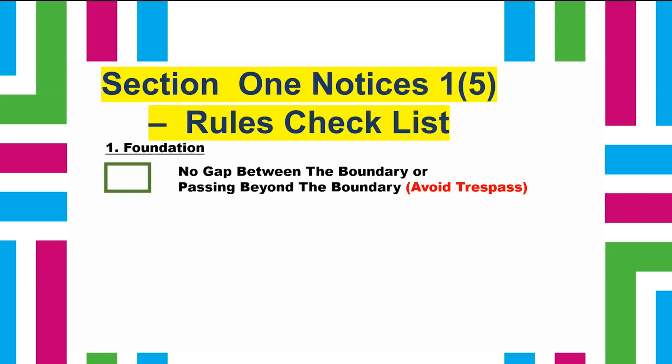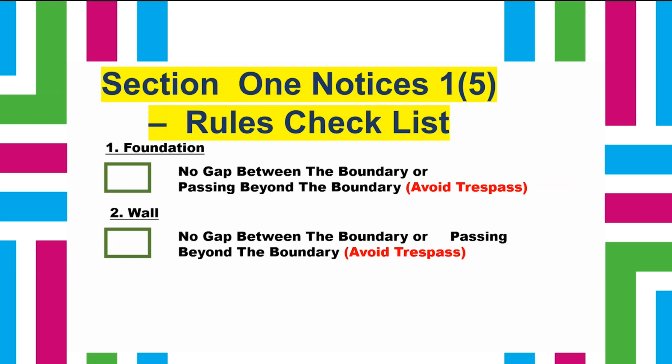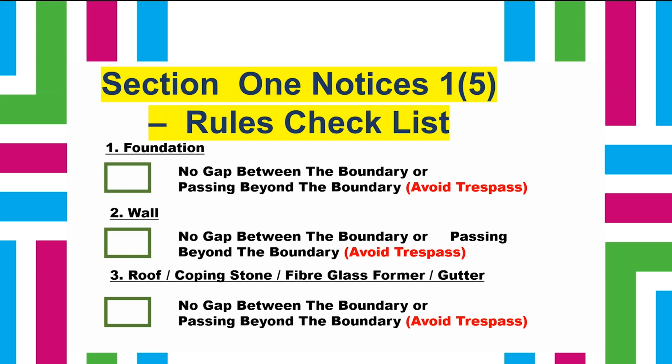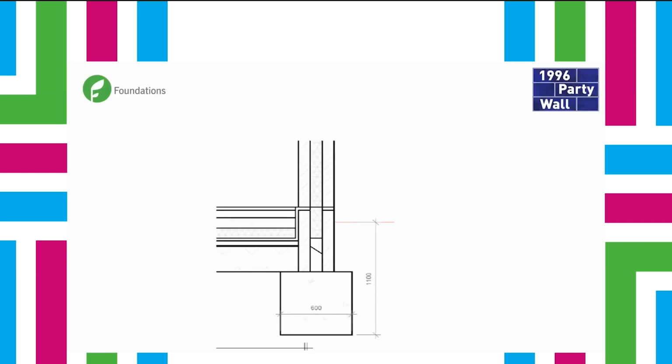Here are the rules for section 1.5. Take a minute to write this down. These are the rules, and make sure your architects get this right. So for the foundation, you want to leave no gap between the foundation and the boundary and make sure it doesn't go over the boundary. Again, there's no gap on the boundary and make sure it doesn't go over, because you'll get into trouble for trespassing. And the roof, again, you can guess what I'm going to say, and no prizes for it. Make sure there's no gap on the boundary and you're not going beyond the boundary. That's a section 1.5 compliance scheme. Let me give you an example of this.